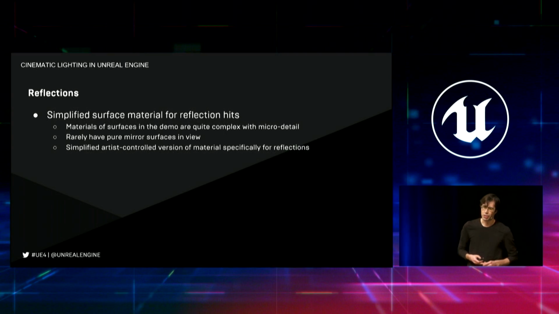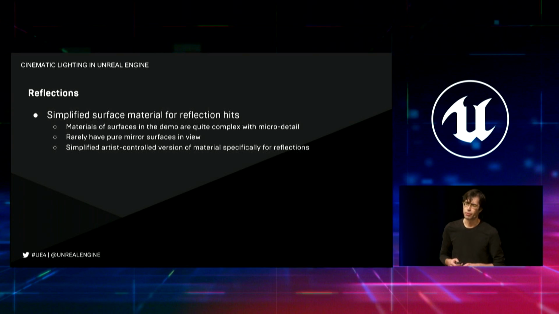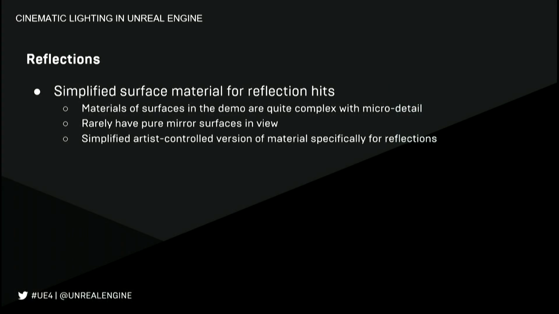So in a bit more detail, we simplified the materials by providing the artist a new type of node in the material graph editor, where the artist can define a subgraph for a simplified version of the material. This is very useful because the materials used in this demo are really movie quality. They have a lot of micro detail, and that micro detail is not usually appreciated in reflections that are either glossy or that are minimized or minified by the fact that the surfaces are curved.